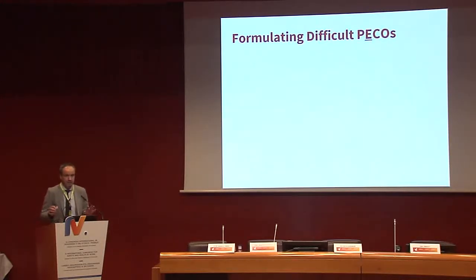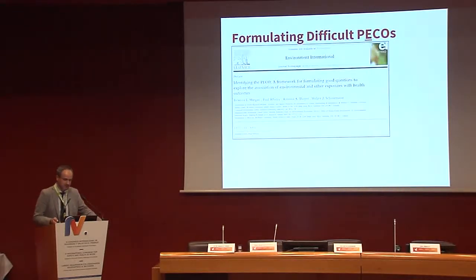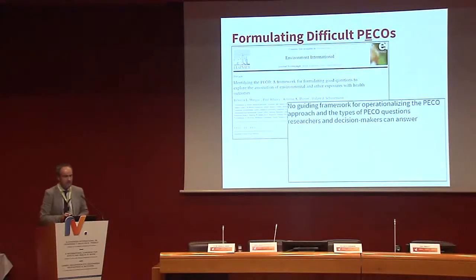So the purpose of this work that I'm going to present now is to provide a framework for asking the right questions in the context of health effects of occupational or other types of exposures. This is a paper that was published in Environment International, and it basically focuses on this particular framework. So there hasn't been any guidance really, any guiding framework for operationalizing that concept of thinking about the population, the exposure, comparators, and outcomes for researchers and decision makers.